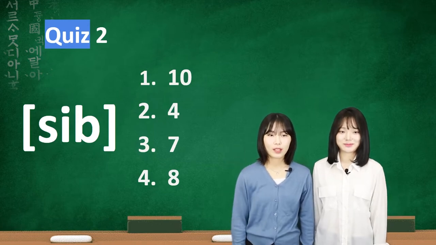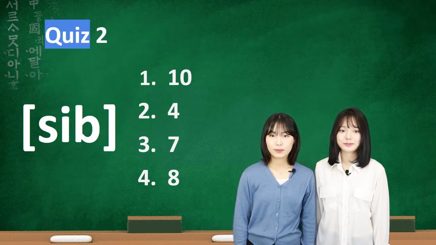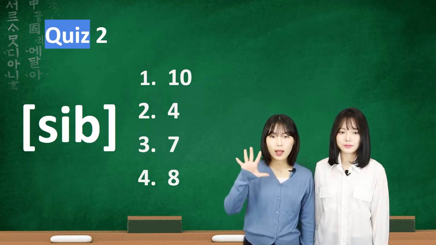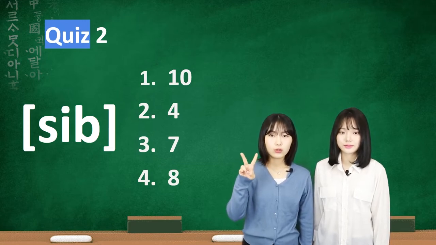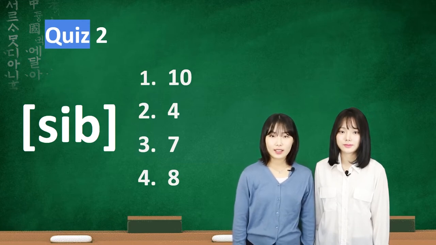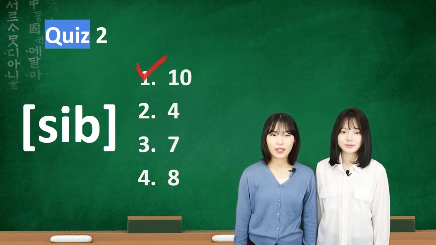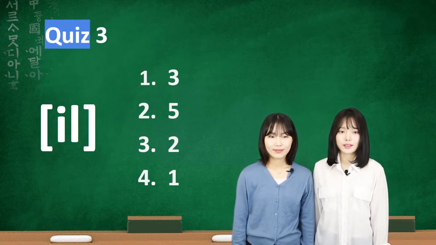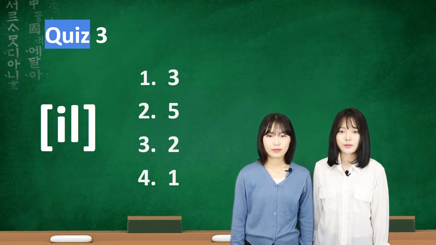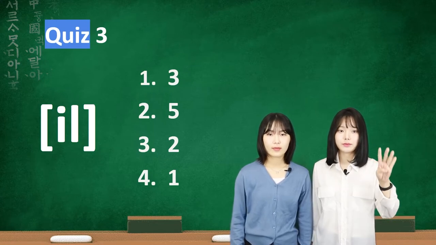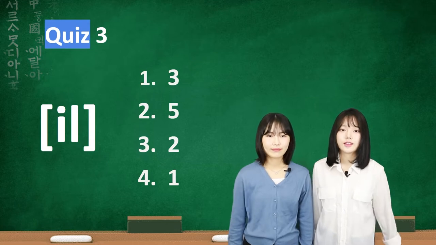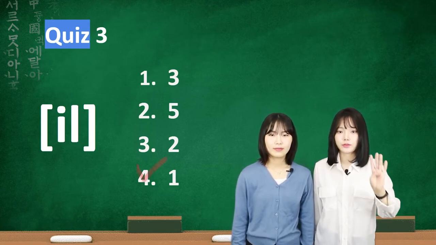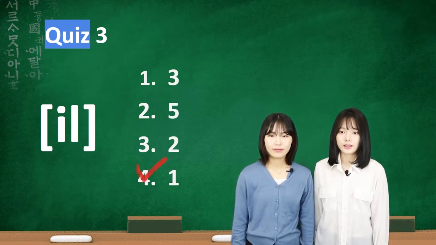Question 2. Which of the following is correct? 5, 4, 3, 2, 1. Yes, the correct answer is number 1. Good. Next. Question 3. Which of the following is correct? 5, 4, 3, 2, 1. Yes, the correct answer is number 4. Next.